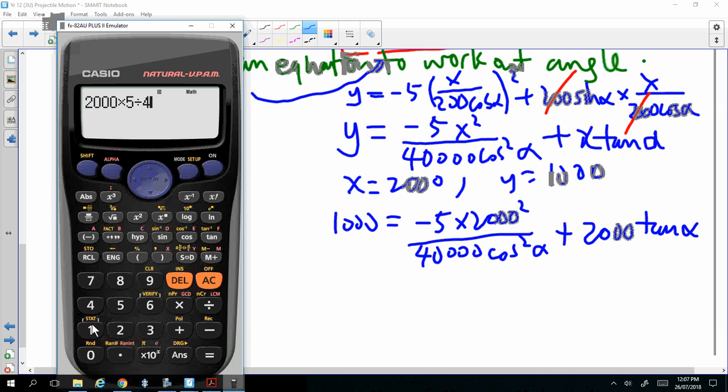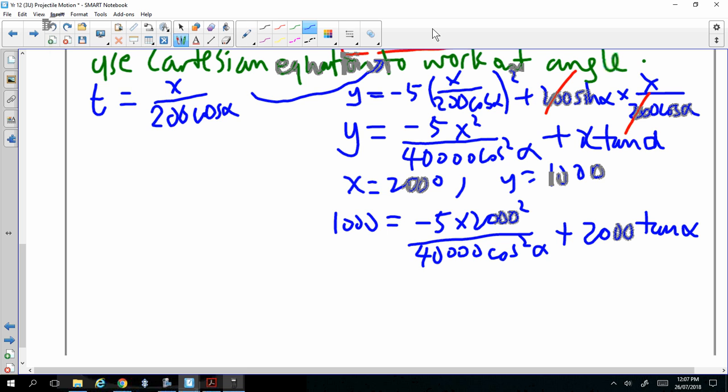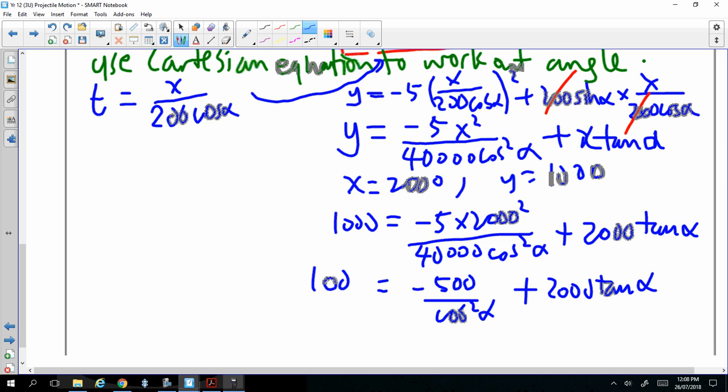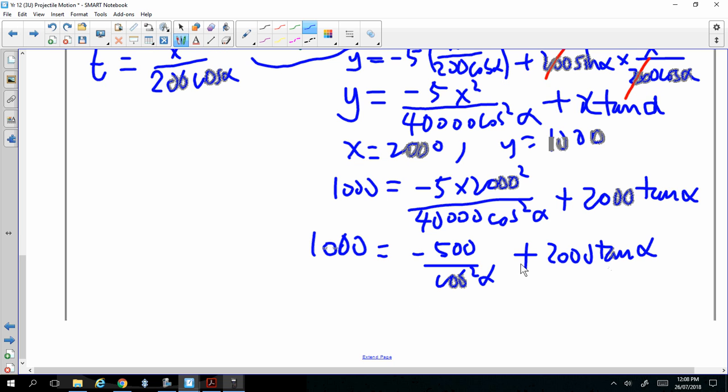Oh, I forgot to square. Yep, you're right. So negative 500. So you get negative 500 over cos square alpha plus 2,000 tan alpha. Now there's only alpha in the equation, no other variable. And then you keep simplifying. Maybe you can write 1 over cos square as sec square, plus 2,000 tan alpha. So it's quite a lot of work.